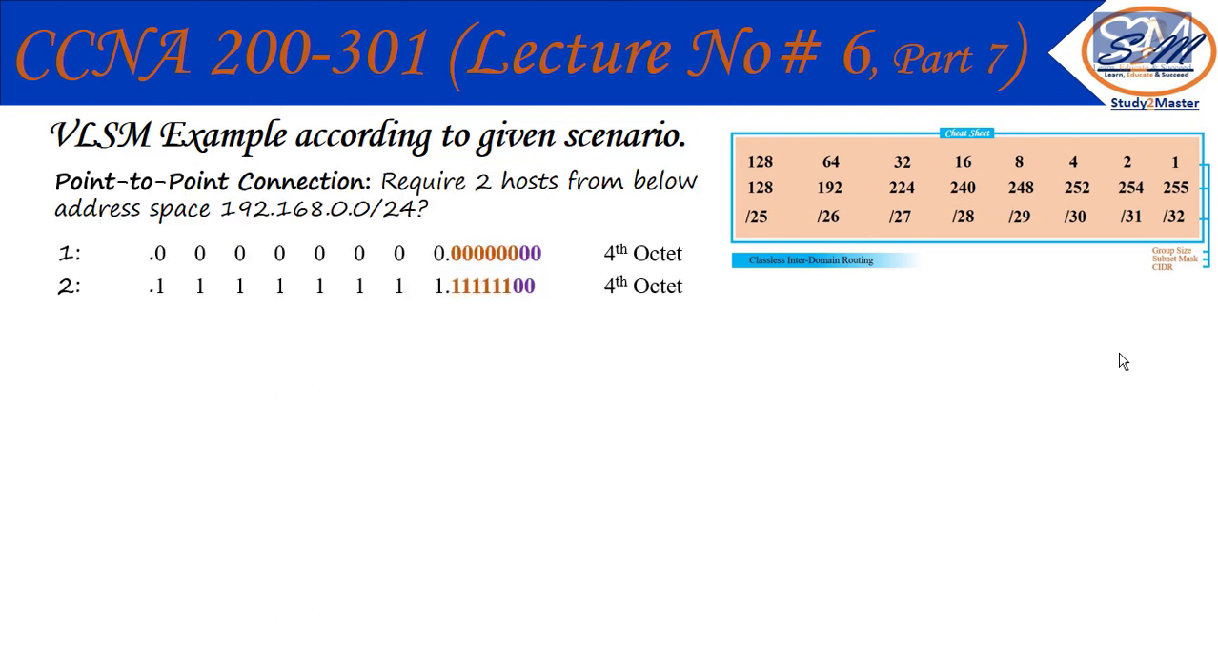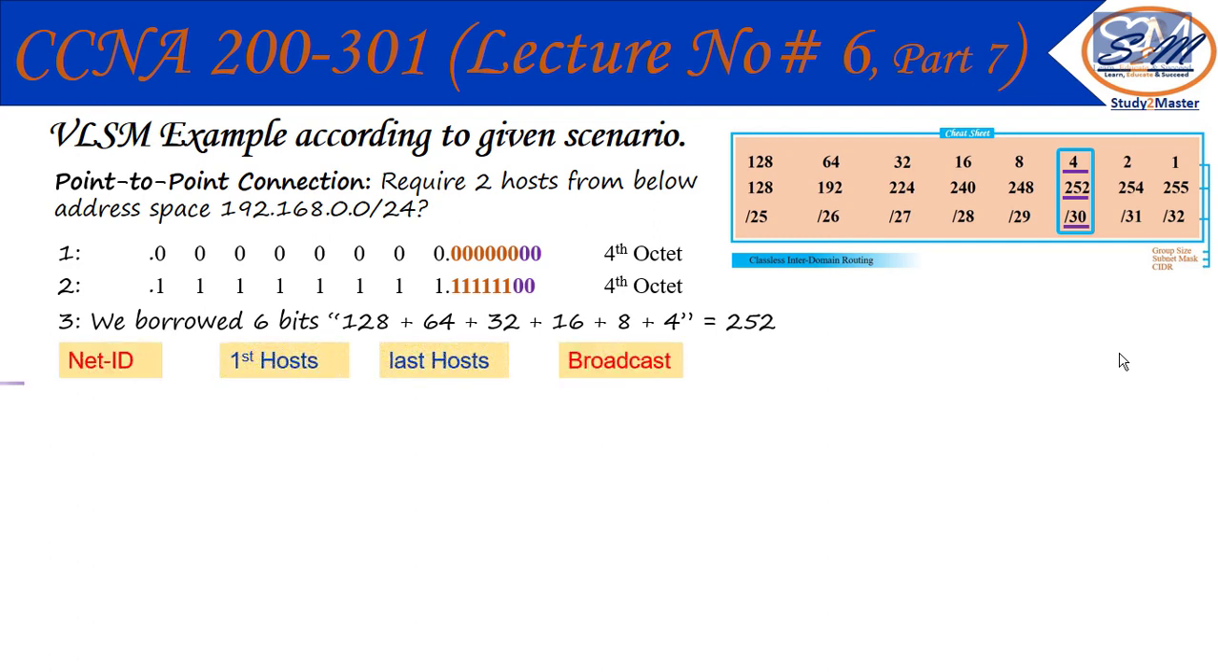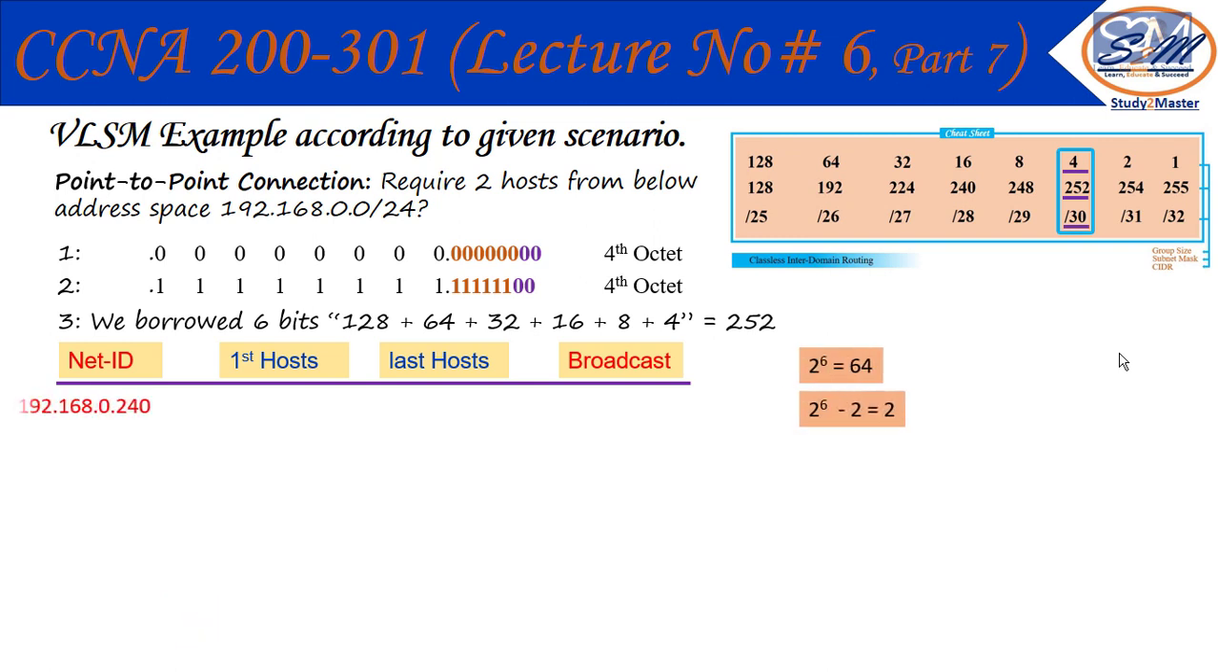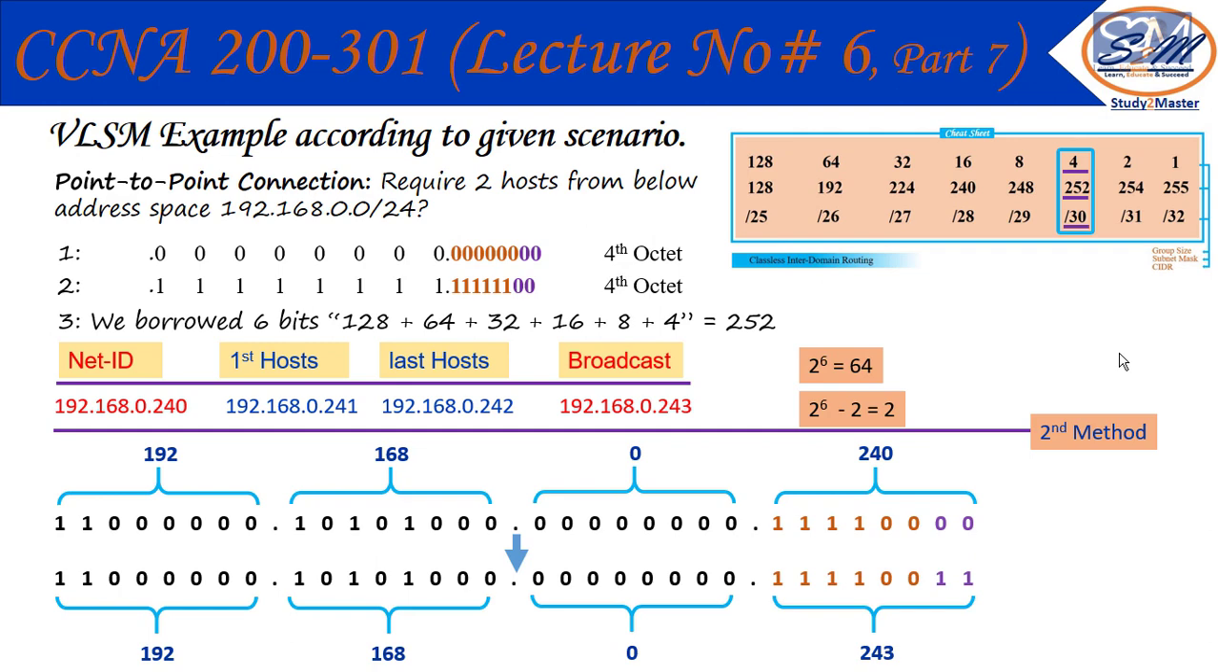Now let's do subnetting on the point-to-point connection between site A and site B. The point-to-point connection requires two hosts from the below address space. The address space is the same, 192.168.0.0/24, and the process is also the same. With the point-to-point, because we need two IP addresses, 128 plus 64 plus 32 plus 16 plus 8 plus 4 is equal to 252. It means 2 to the power of 6 is equal to 64 networks. 2 to the power of 2 minus 2 is equal to 2. It means we have two usable IP addresses. Each of the 64 networks will have two usable IP addresses.